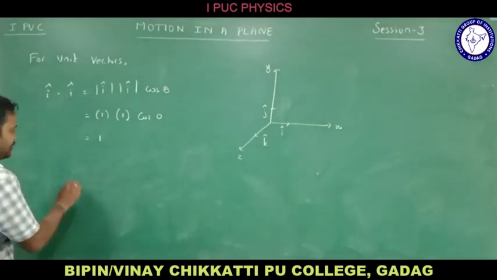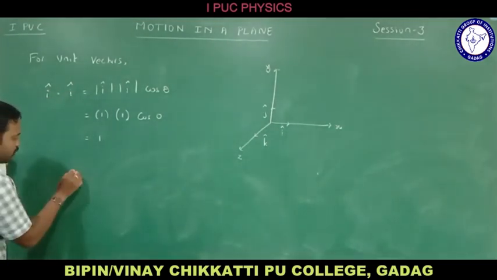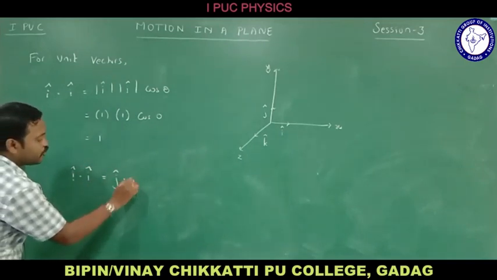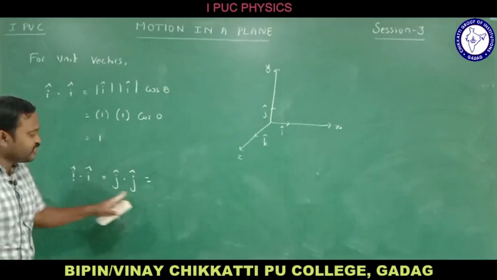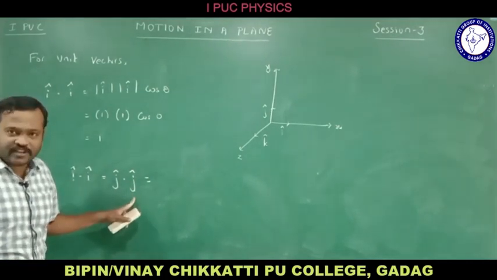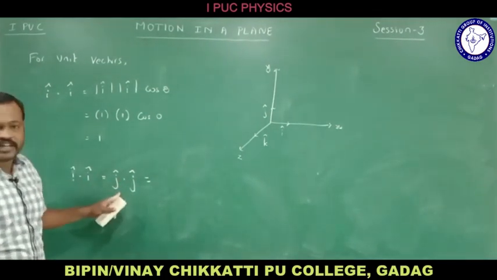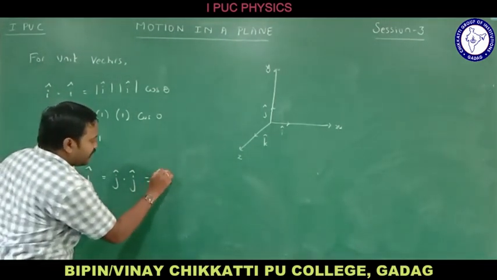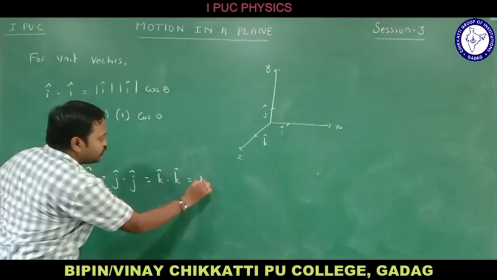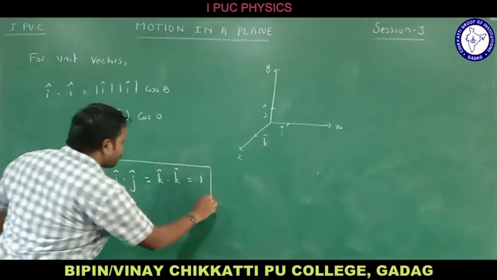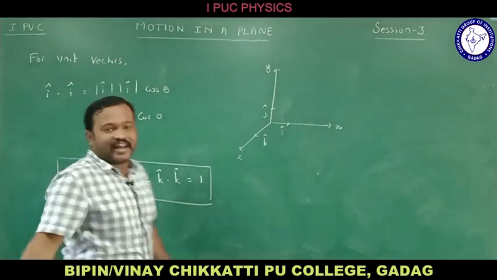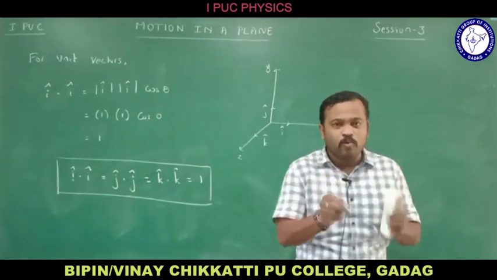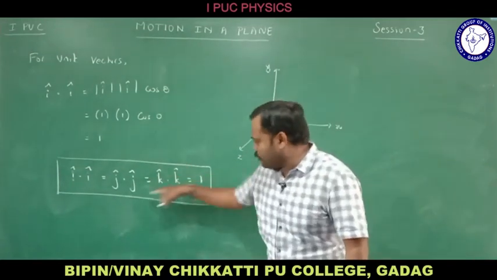Let me summarize like this: i dot i is equal to j dot j. Shall I say it like this also? The angle between j and j is 0 degree. So i dot i is also equal to j dot j, which is equal to 1. Then k dot k is equal to 1. Do you remember? The value of i dot i or j dot j or k dot k is equal to 1. Do you remember this?